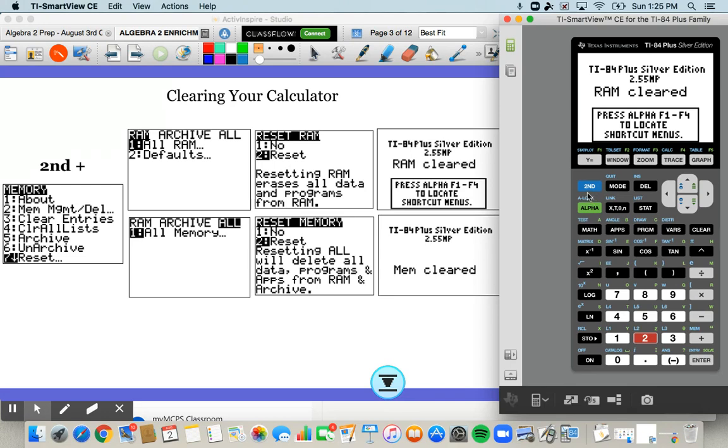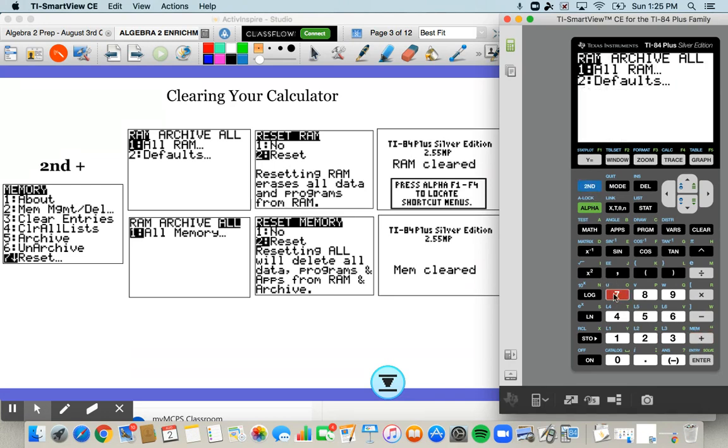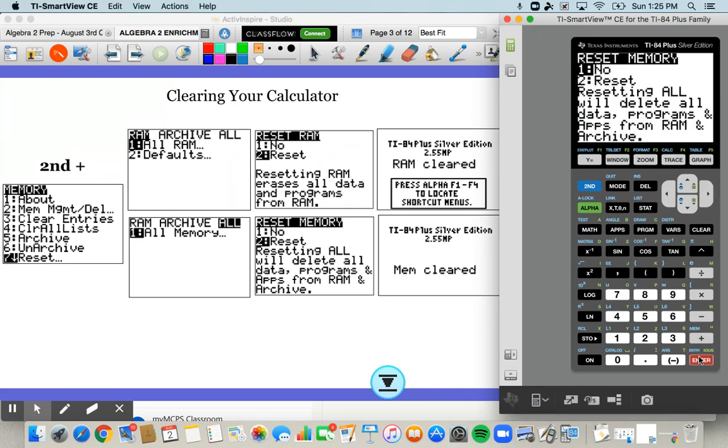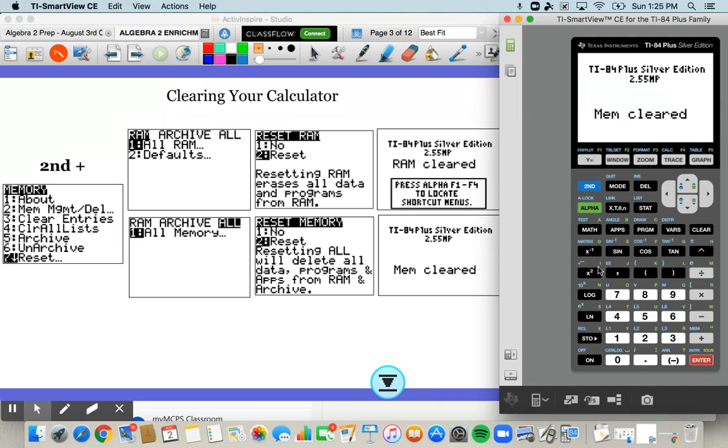The other thing is maybe you're clearing your entire memory. Second plus 7, it starts the same. Instead of the RAM, you're going to go over to all, and it's all memory. Then arrow down to 2, enter, and it will clear the entire memory. This is going to delete all data, whereas resetting the RAM erases all data and programs from the RAM. And this will get rid of apps and other things that you might have added on there, which you might not have too much of yet.